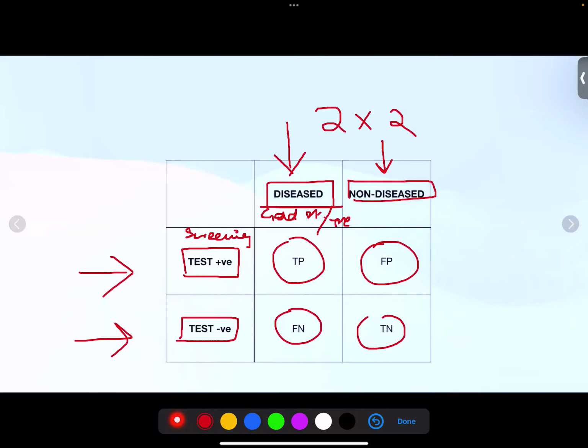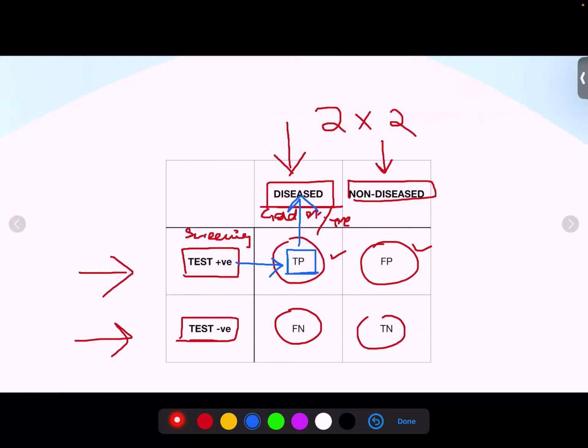So here the screening test is actually positive. These are all the positives, true positive and false positive, and this is the true negative. If you see this diagram, what does it show? This is the true positive. True positive means that this test shows positive, and it is also a diseased individual. So it means that this test has detected these true positive individuals.